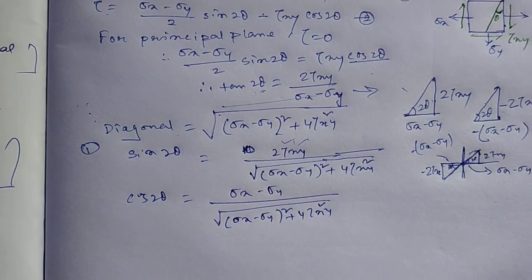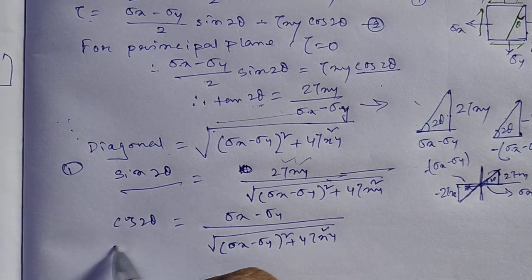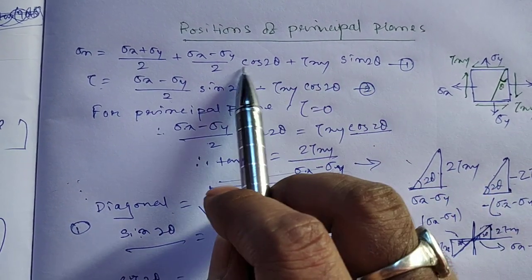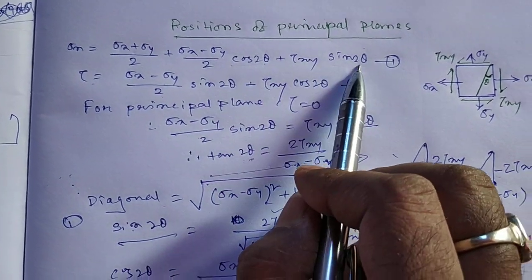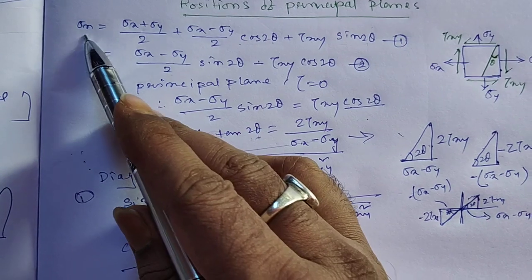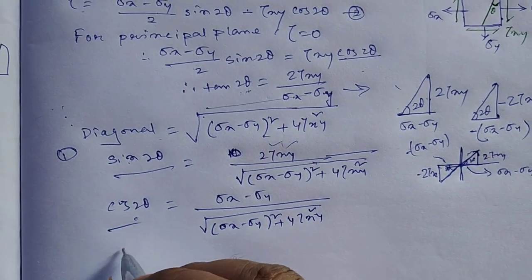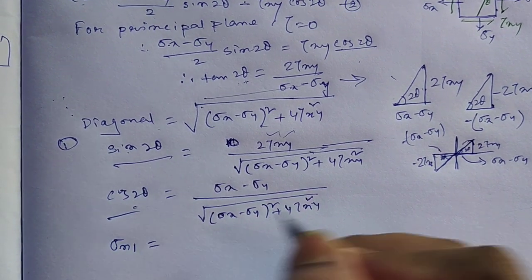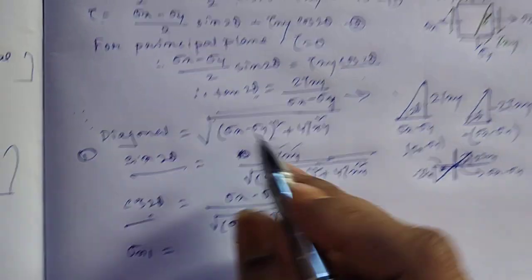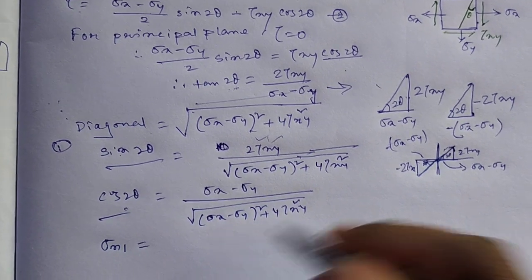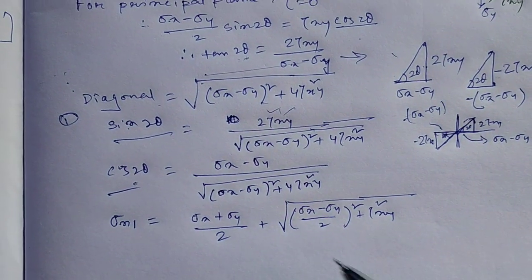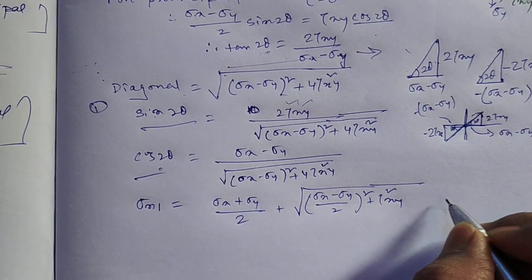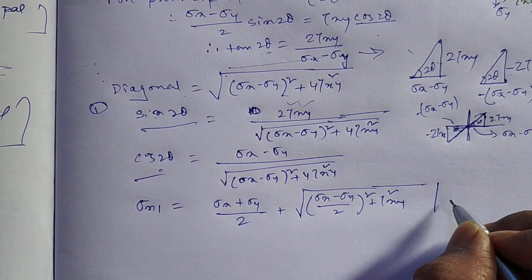Right? Now if we are getting those two values, and you put the value of sine 2 theta and cos 2 theta in our equation number 1, it will give one value of sigma n, the sigma n value for the first case. So sigma n we are naming this, and if you put the values and simplify, you will be getting this equation.